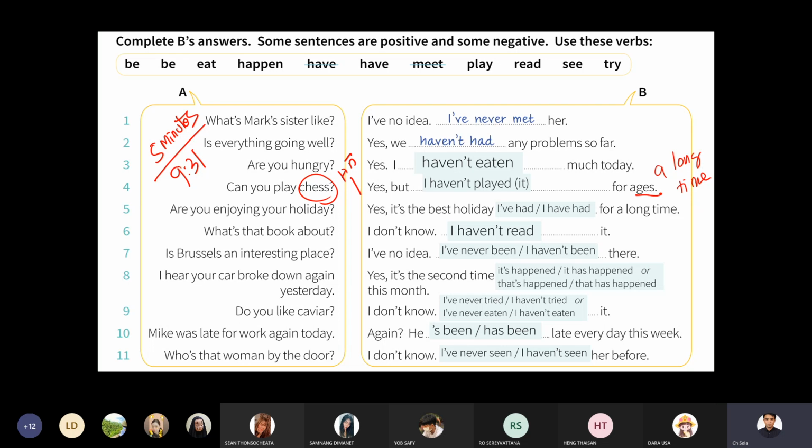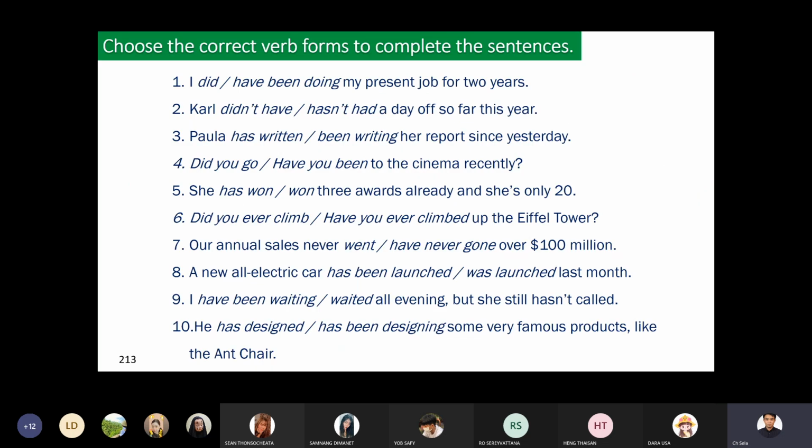Okay, let's go to the next one. Choose the correct verb form to complete the sentences. This one is from the book, right? Yeah, this is from the book. If you don't have the textbook, you may check your Telegram. I sent it to you as well. Now let's do number 1 and 2 together as an example.